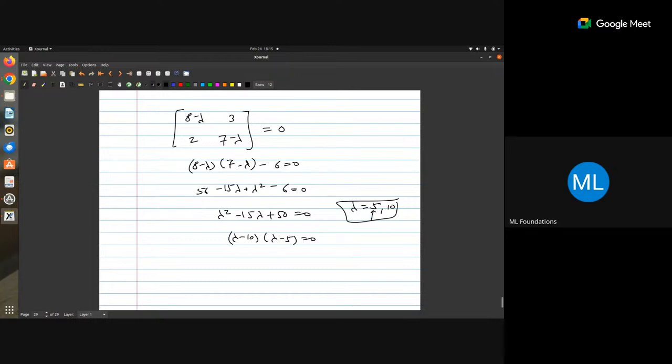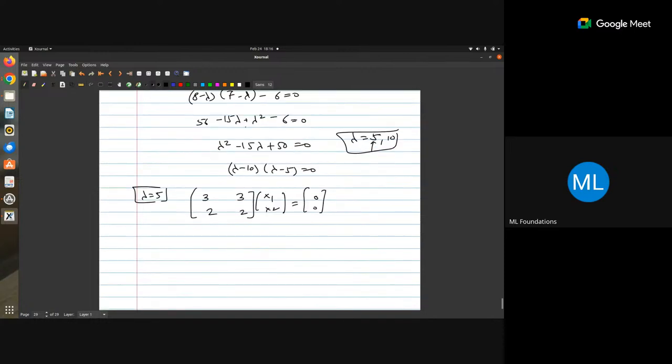So corresponding to 5, I need to find A minus 5 into identity matrix. Okay. So it is 3, 3, 2, 2, right? And this x1 x2 equals to 0, 0, right? Yeah. And I think you'll get -1, right? So you'll get like this, right? So 3x1 plus 3x2 equal to 0, and then 2x1 plus 2x2 equals 0. Same only. Yeah, yeah.